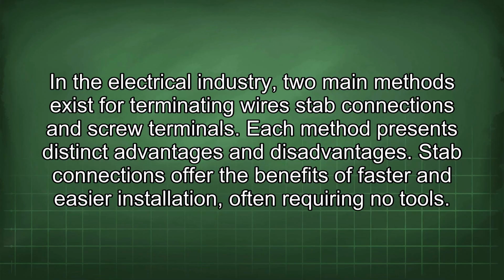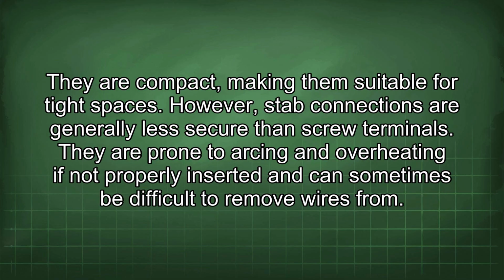In the electrical industry, two main methods exist for terminating wires: stab connections and screw terminals. Each method presents distinct advantages and disadvantages. Stab connections offer the benefits of faster and easier installation, often requiring no tools. They are compact, making them suitable for tight spaces. However, stab connections are generally less secure than screw terminals. They are prone to arcing and overheating if not properly inserted, and can sometimes be difficult to remove wires from.